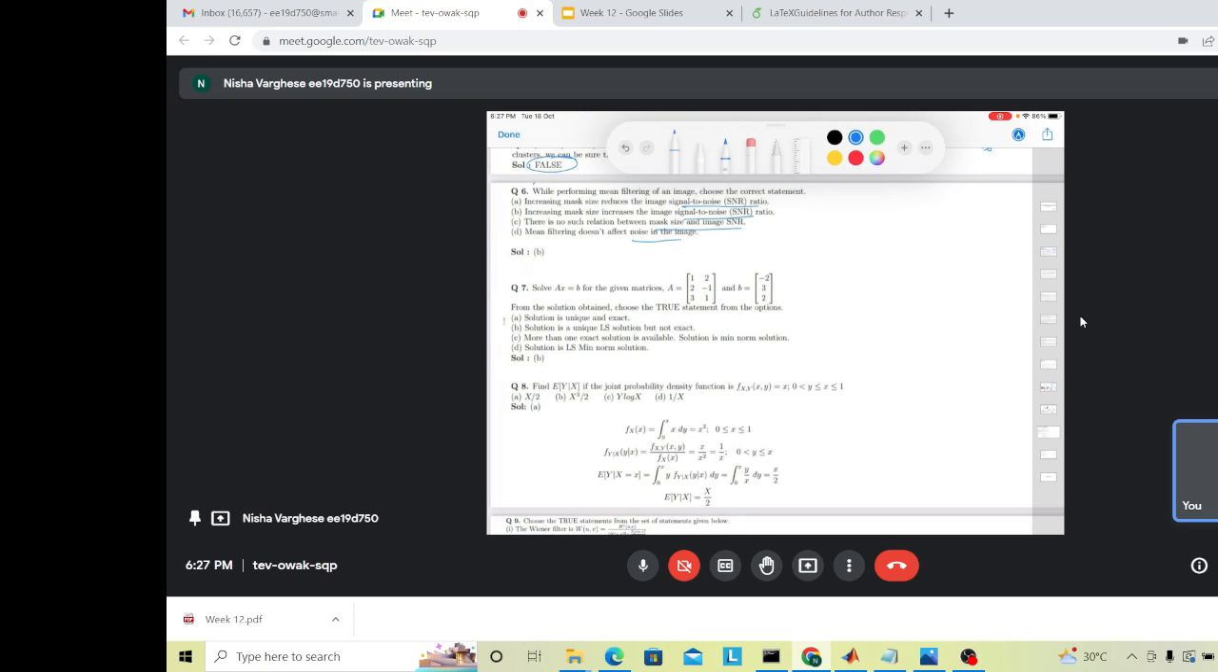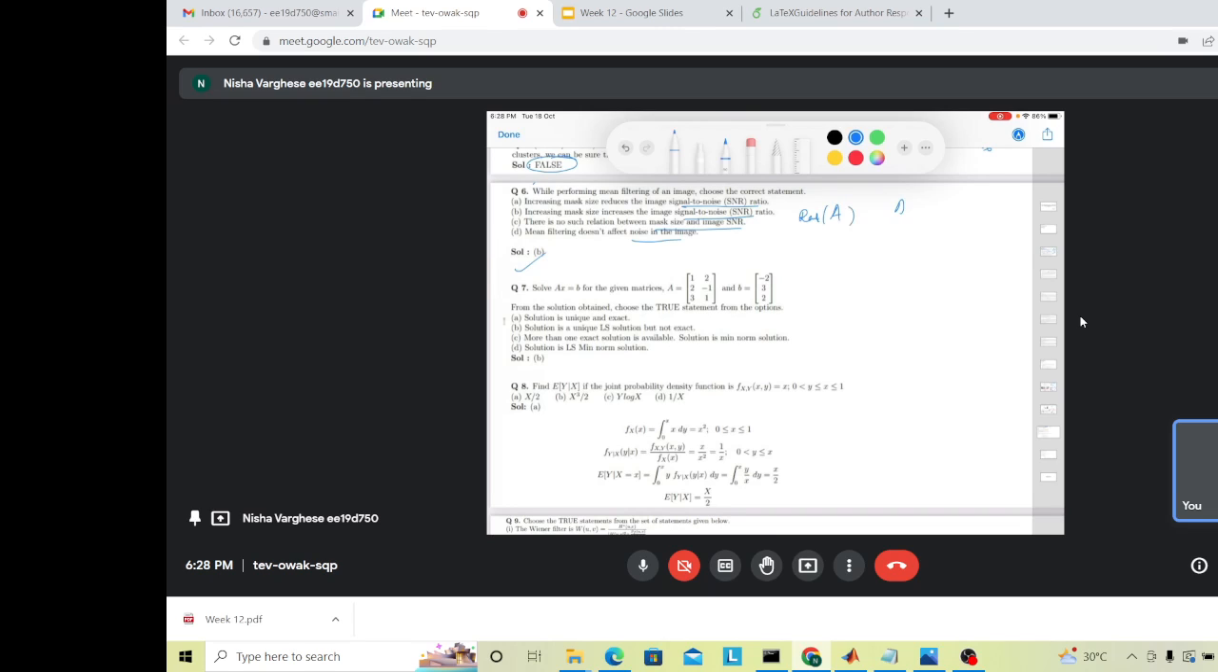The next question is, solve Ax equal to B for the given matrices A and B. I think this type of question may come, this solving and all. A will be given and B will be given, and what type of x you will get. The question is, from the solution obtained, choose the true statement from the options. So we can first find the rank of A.